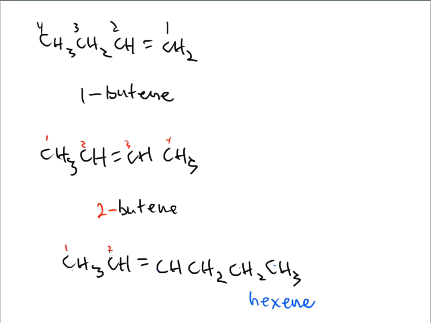This gives me a 1, 2 position. If I go the other way, that's a 1, a 2, a 3, and a 4. So that will give me a 4 hexene. Left to right gives me a 2 hexene. 3, 4, 5, and 6. So 2 hexene is going to be the IUPAC name of that structure.